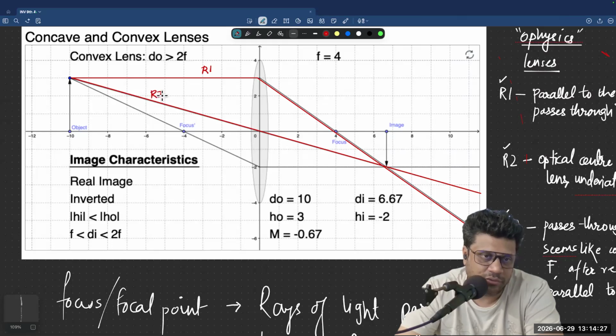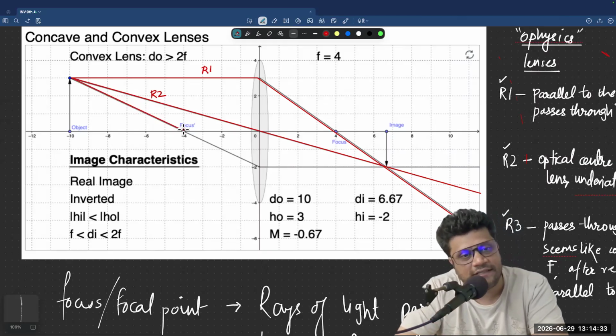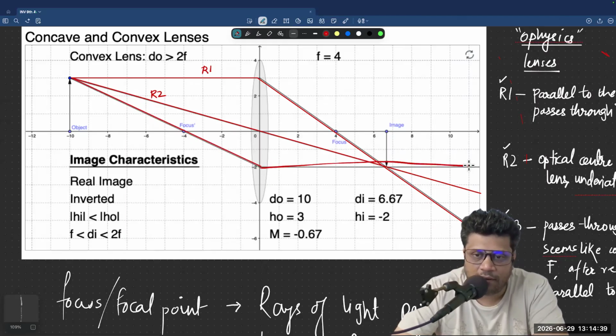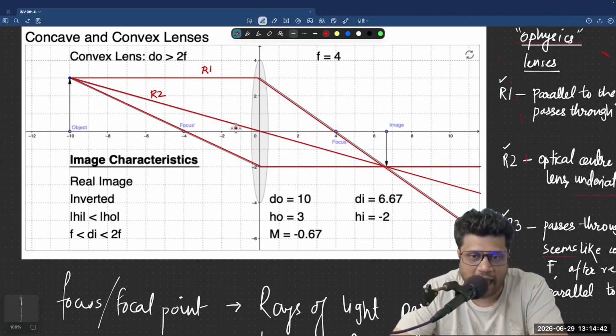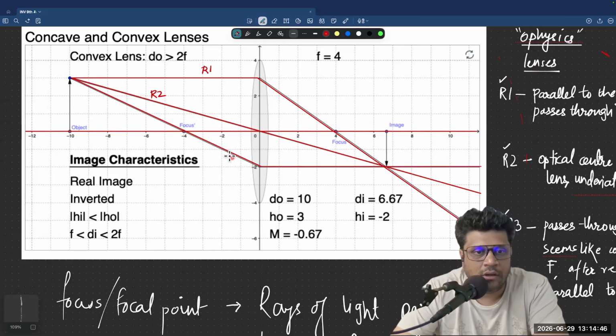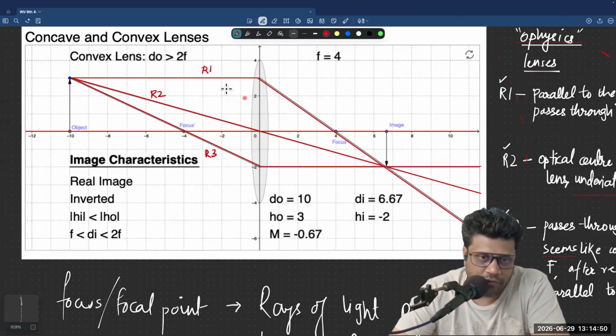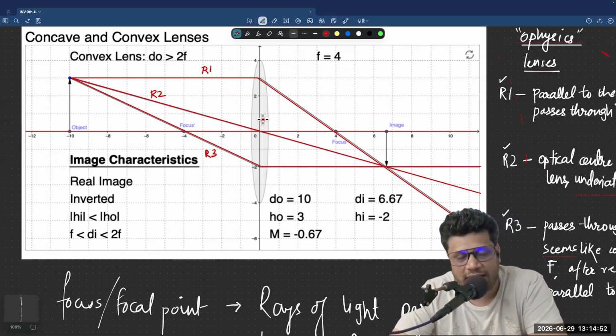That's rule number two. And rule number three, if the ray of light looks like it is coming through the focus or it is literally passing through the focus, once it hits the lens, it has to refract in a way that it comes out parallel to the principal axis, that being the principal axis there. Okay, so this is rule number three. So, yes, all the rules are being followed in this one screenshot that we have.